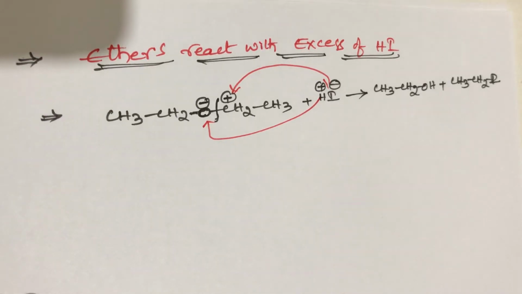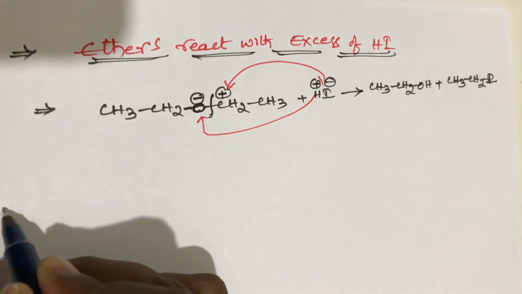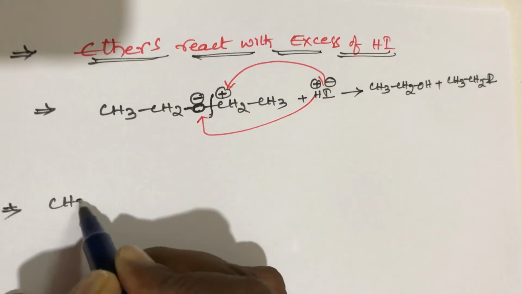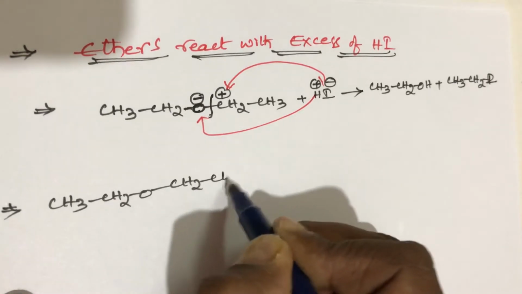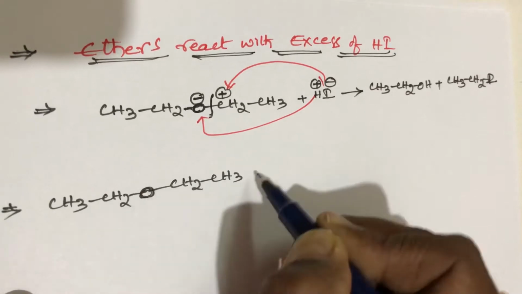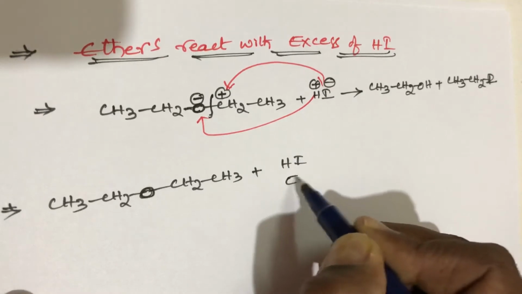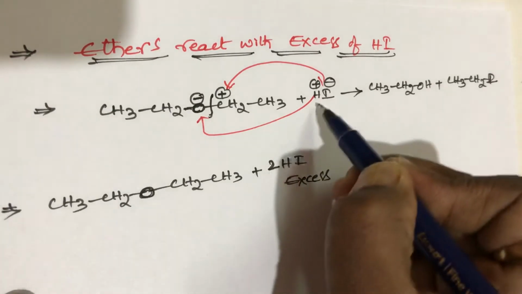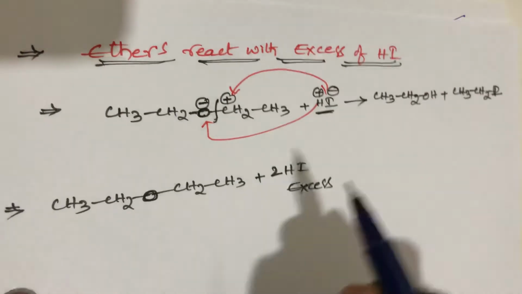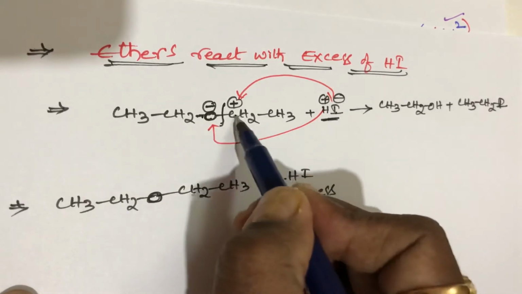But here, what is the statement? What happens when ethers react with excess of HI? Take the same example, diethyl ether, CH3CH2OCH2CH3, reacting with excess HI. Excess means taking 2 moles, but in the first example I took only 1 mole. One H plus attacks the oxygen side, and I minus attacks the positive charge side.